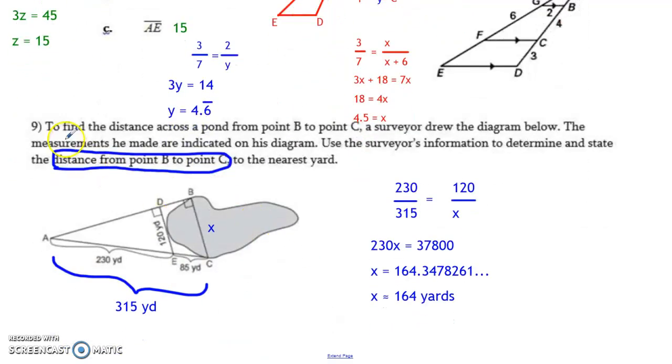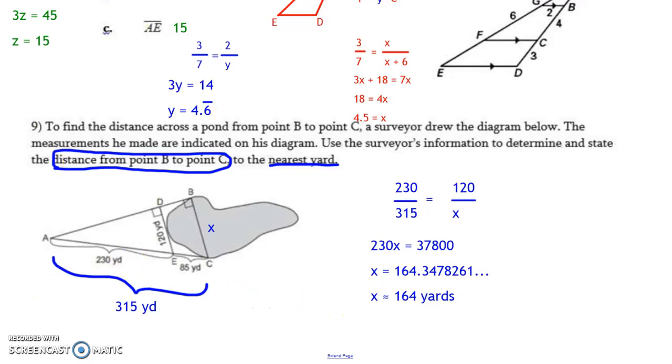And then finally, for question number 9, it was a real-world problem, which means it asks us to find things to the nearest measurement, in this case, the nearest yard. We set up a proportion. We got a crazy decimal, but our decimal ended up being 164.34 and so on, which rounds to 164. And this approximately equal to sign means I rounded somewhere.